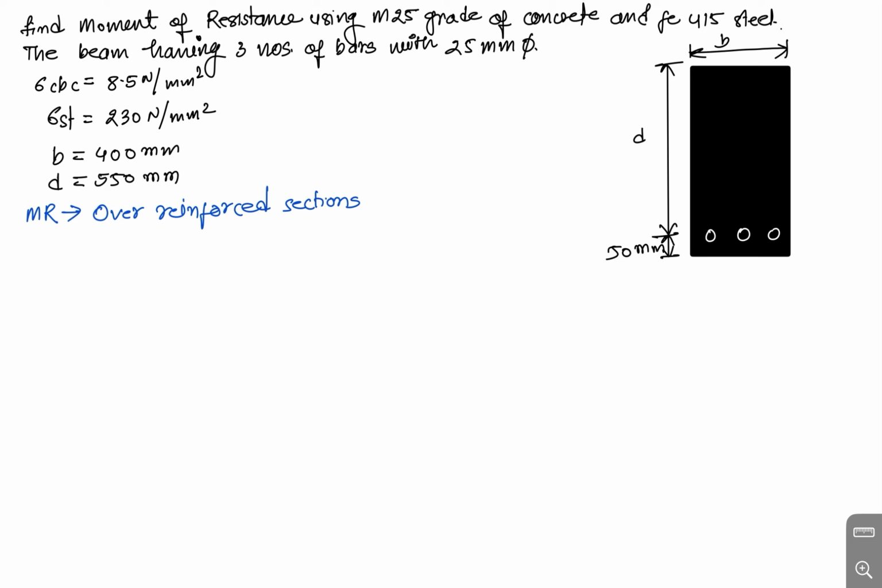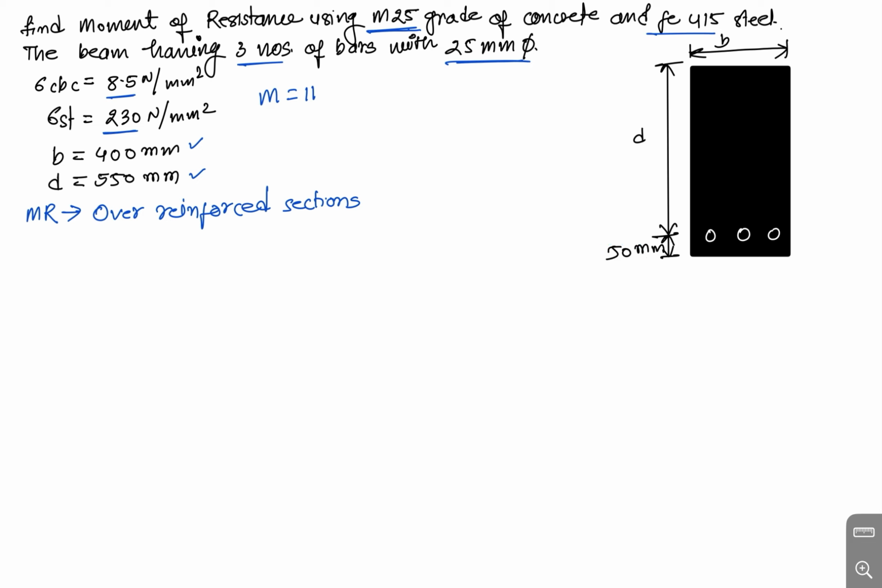So let's get started. You have M20 grade of concrete and Fe 415 steel. You have three bars, and their dimension is 25 mm diameter. For M20 grade of concrete, sigma cbc is 8.5 and sigma st is 230, because you have Fe 415. So obviously the modular ratio m is equal to 11. The width of the beam is 400 mm, the effective depth is 550, and you have a clear cover of 50 mm.